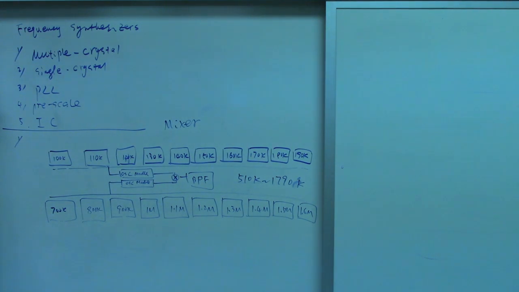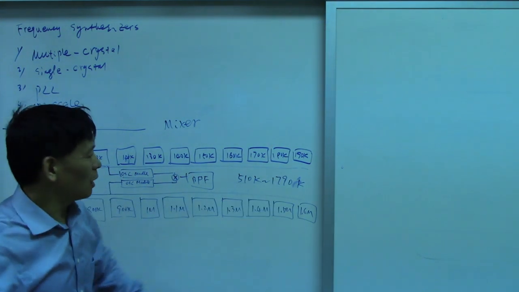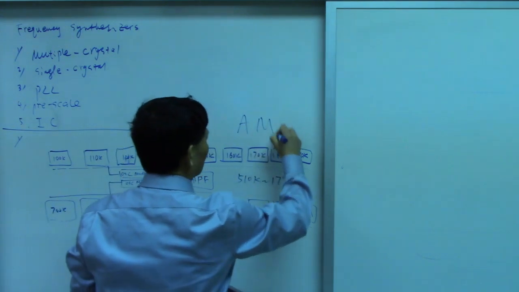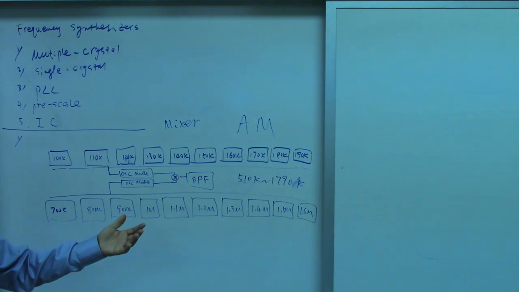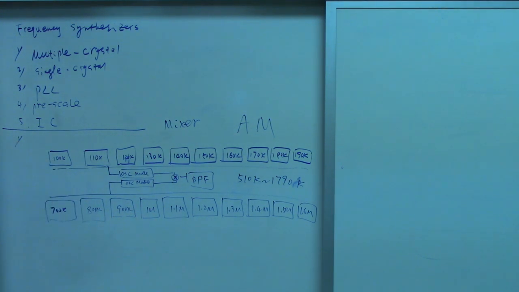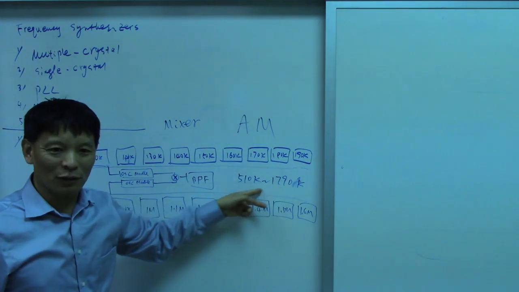This one can be used for an AM transmitter or receiver. Actually, this frequency band is the AM, amplitude modulation band. If you listen to the radio in your car, what frequencies do you listen to? Anyone still remember any frequencies? 950? Not AM. 950, right? Okay, 950 is within this.